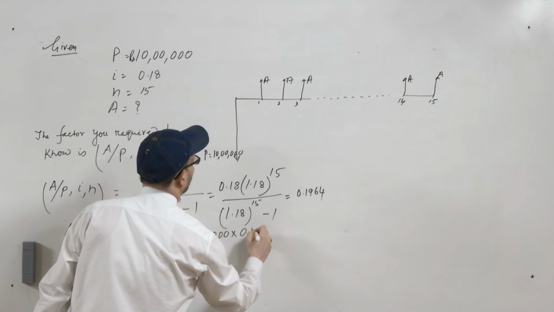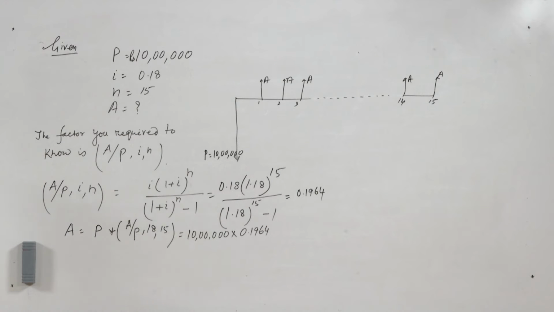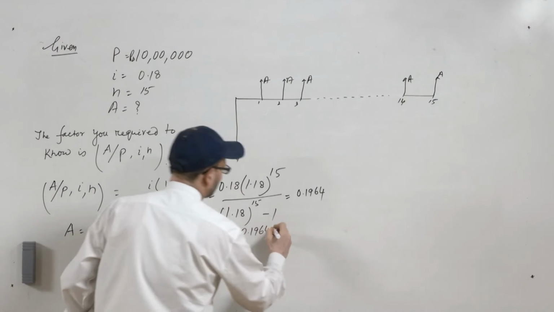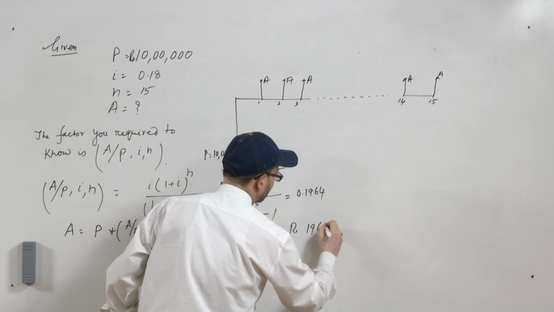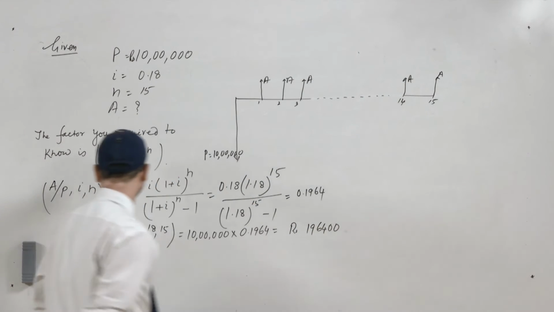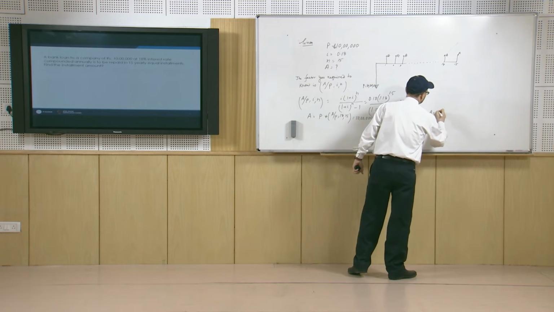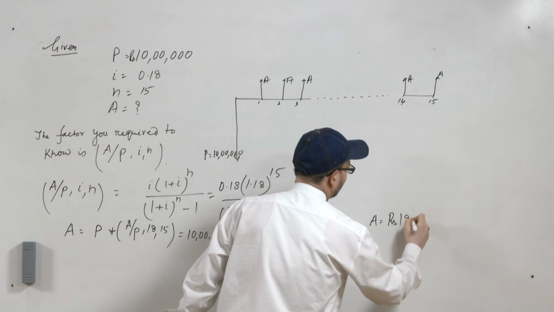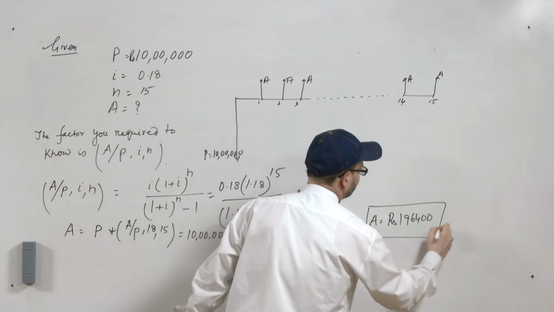So, 10 lakhs multiplied by 0.1964, and this will lead to rupees 196400. So, A is rupees 196400, which is the answer.